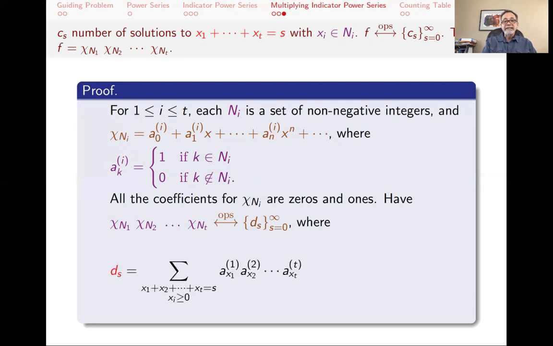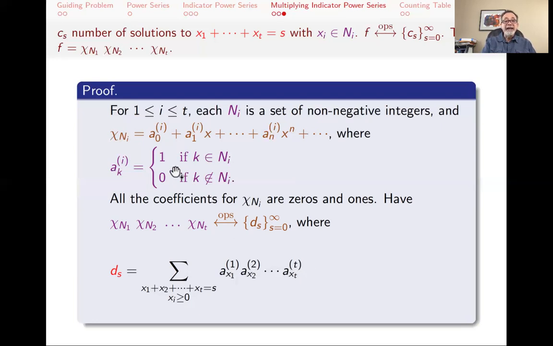But what's d_s? By the theorem in general that we stated, you've got to multiply one of these coefficients from each one of those indicator power series, but you've got to make sure that these coefficients add up to s. But these numbers are either 1 or 0. If any of them is 0, then the whole thing is 0. So for us to get any contribution from this, all of them have to be 1.